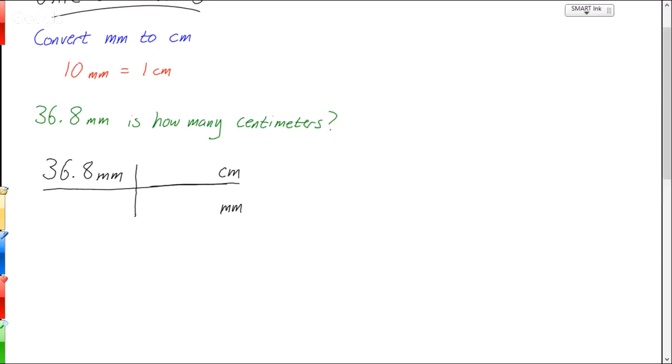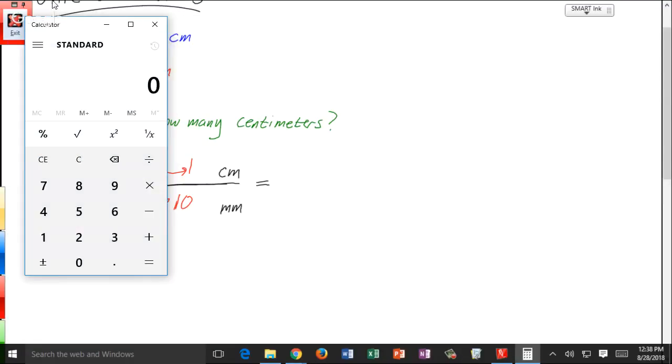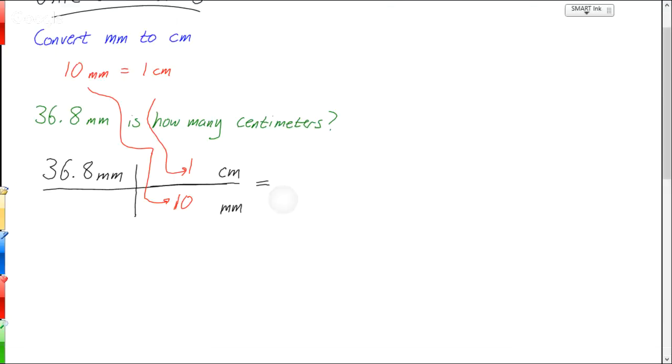Once you've got the units in the right place, you simply need to copy the numbers down from your identity. So 10 millimeters in 1 centimeter. So that goes there, and that goes there. And then to evaluate the expression, you multiply by everything on the top, and you divide by everything on the bottom. All right, so this is obviously something we could do in our heads, but let me show you what that looks like here. 36.8 times 1 divided by 10 is 3.68. So then our answer would be 3.68 centimeters.